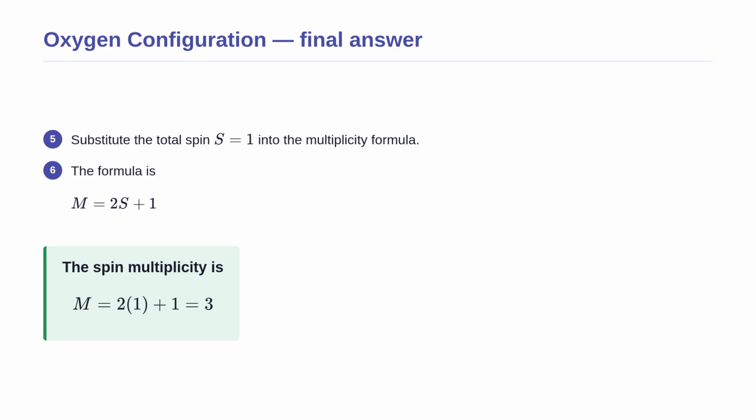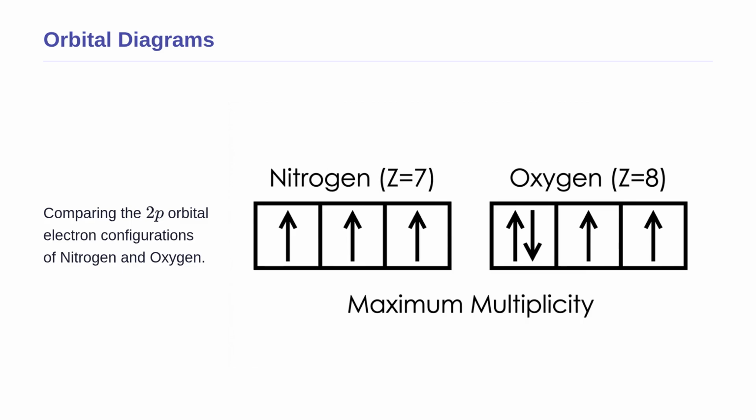Because oxygen has 2 unpaired electrons remaining, it is a paramagnetic gas. This means that liquid oxygen is actually attracted to magnets, which is a direct, real-world consequence of Hund's rule in action. Now that we have calculated the configurations, let us visualize them.